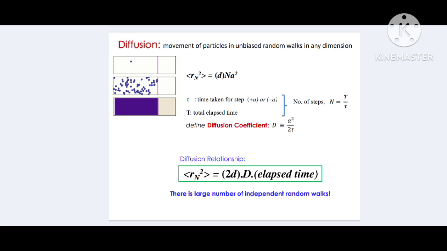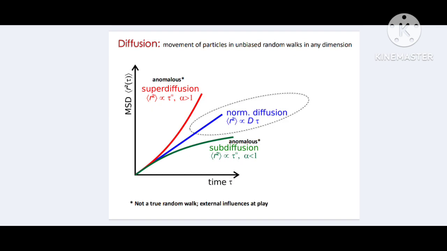So we'll look into those considerations today. But before we do that, quickly, this is the regime that we have been taught, right? It is diffusion, when your R square is a linear function of the time elapsed, and the proportionality constant gives you the dimensionality of the space and the diffusion coefficient.